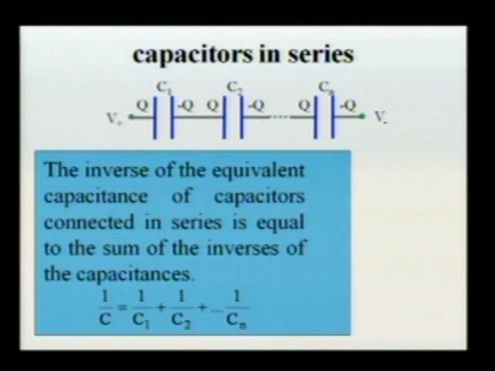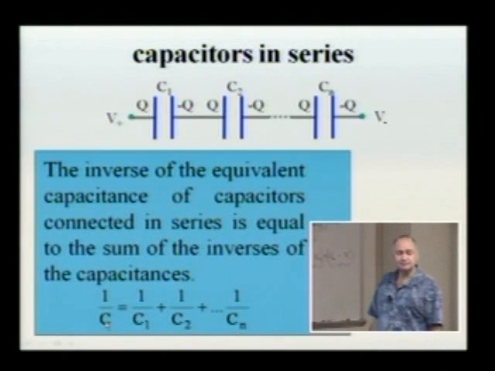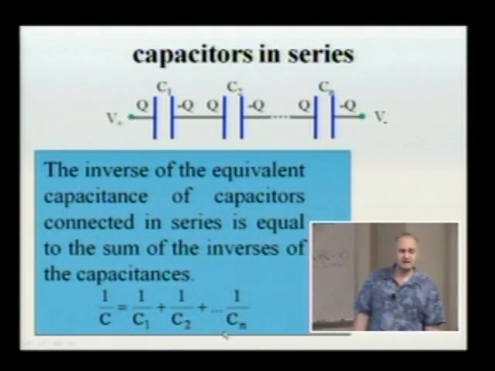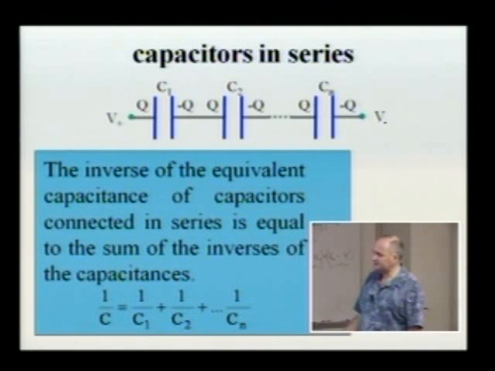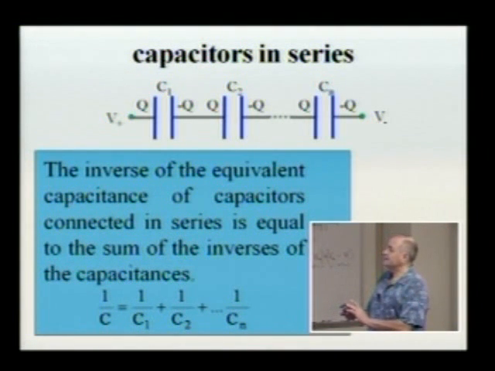So if elements are connected in series, then the inverse of the capacitance of the system, we refer to this also as equivalent capacitance of the system. So the inverse of equivalent capacitance of the system is equal to the sum of inverses of individual capacitances.